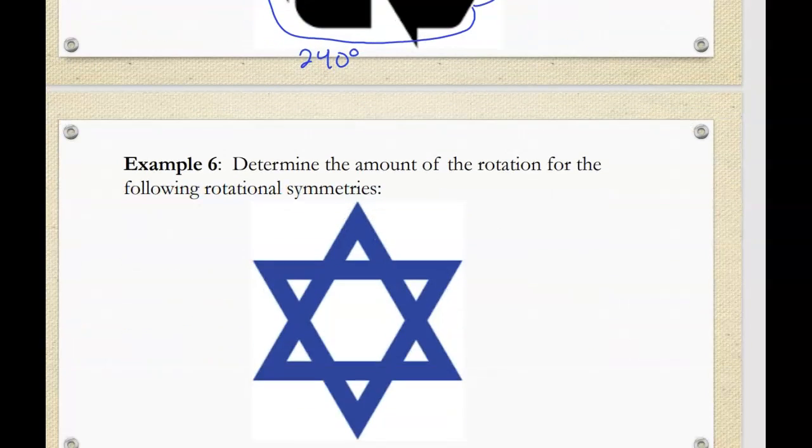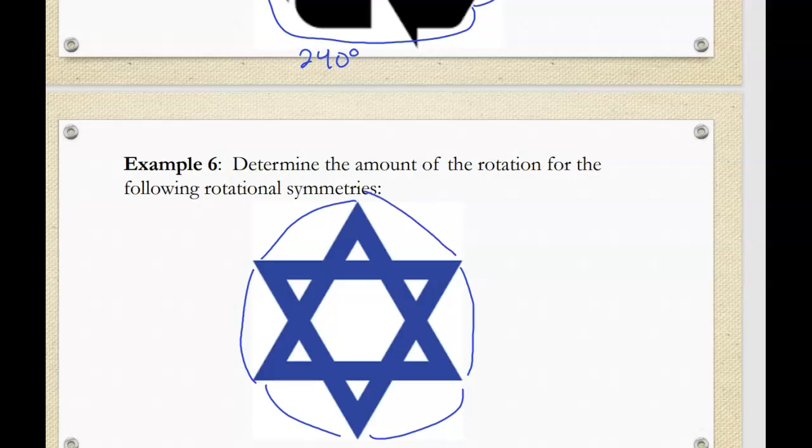This one is a little bit different. I could rotate to here. There's 1. To here, there's 2. There's 3. There's 4. There's 5. There's 6. So I could rotate it 6 times. So I'm going to take 360 divided by 6. When I do that, that is going to give me 60 degrees. So each rotation is going to be 60 degrees.